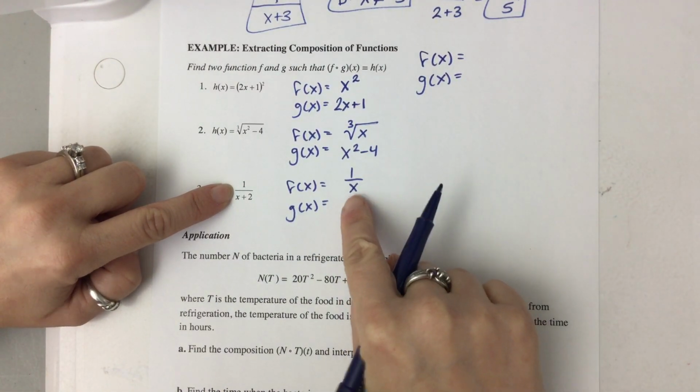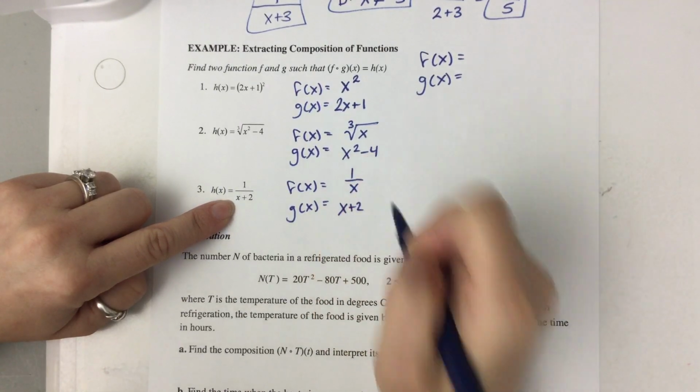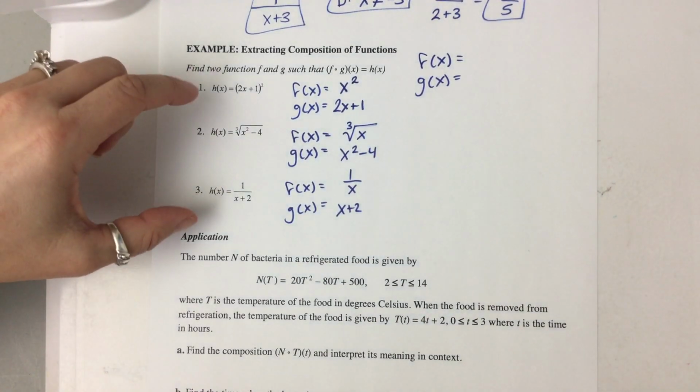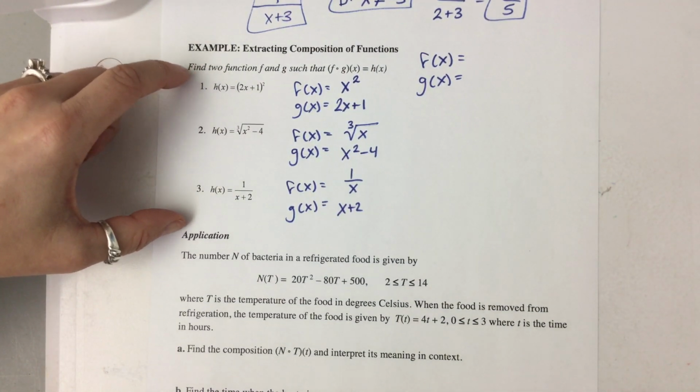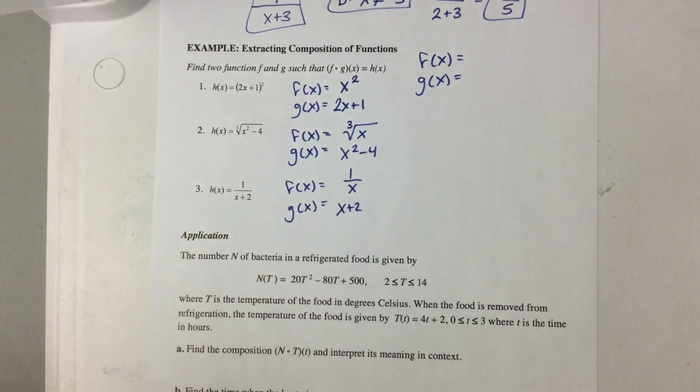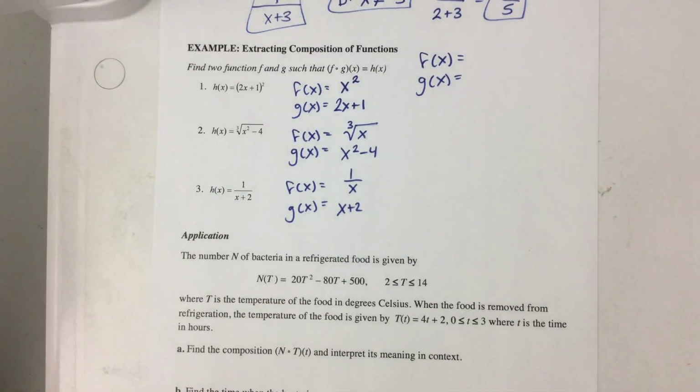But it's not just an x on the bottom. The guts were an x plus 2. They took x plus 2 and filled it in for x. So these are called decompositions. You're just going backwards. They give you the composition. You have to figure out what was the skeleton and what were the guts.